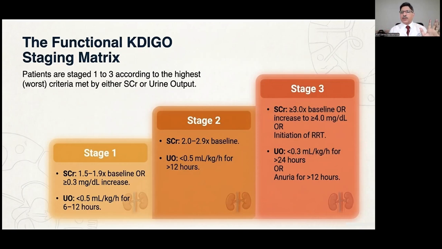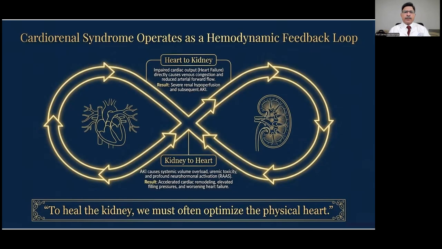Whichever is worse of that. Like that. Okay? Now you see the perfusion, the heart is there, the kidney on the one side. This is called cardiorenal syndrome. Heart and kidneys are directly connected, operating as a hemodynamic feedback loop.